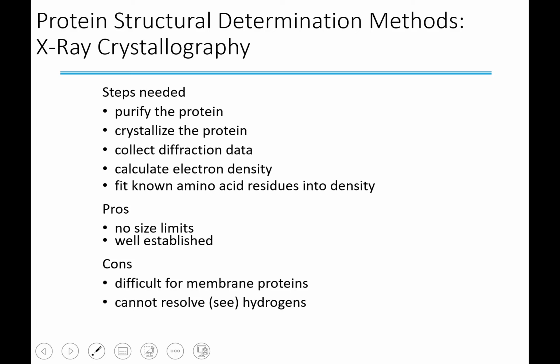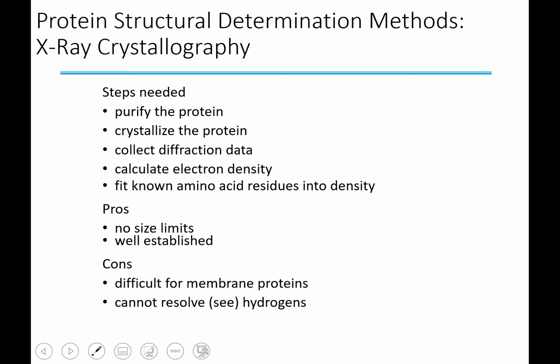The second step is you actually have to get a crystal of the protein, and that can be very difficult for some proteins, and there's lots of tricks, and that can be a whole course in itself, really. And it's almost more of an art form as well.